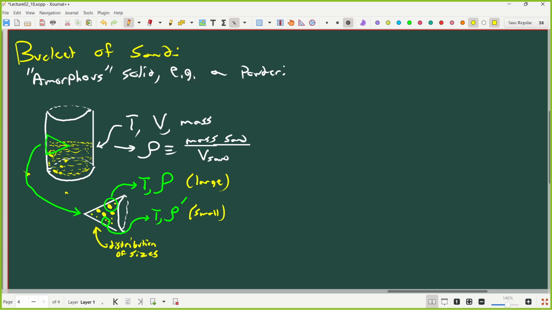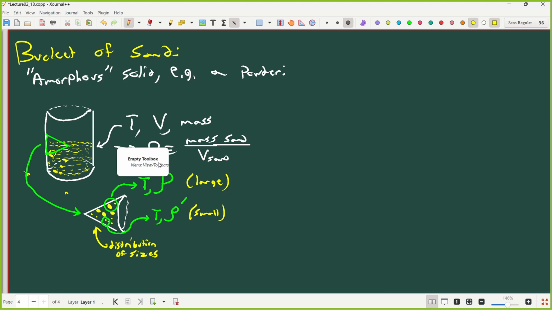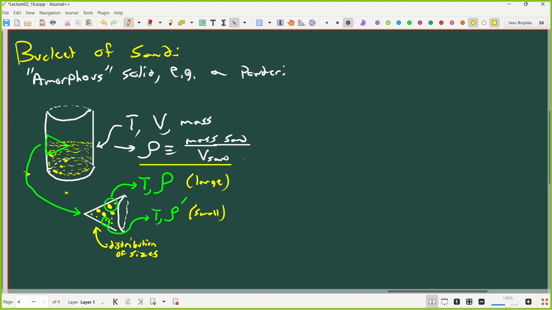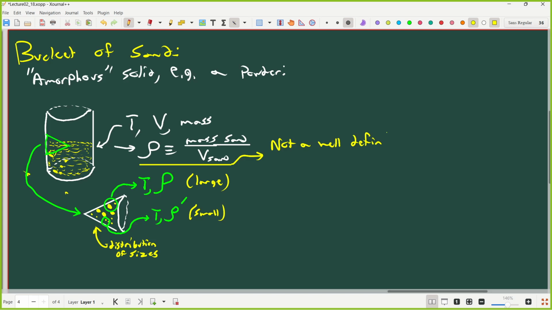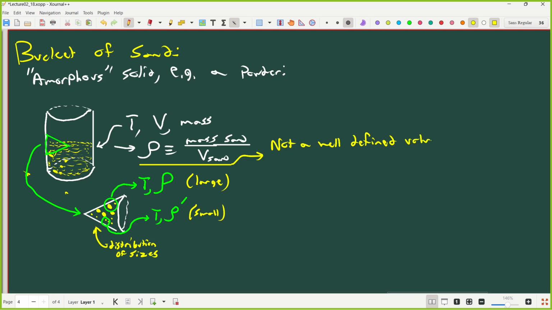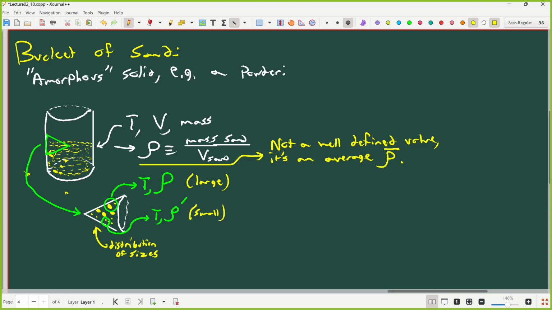So in fact, what you're measuring in the original sand pail, this density here, is not a well-defined density. It doesn't have a singular value, but rather it's an average. And so there's going to be a distribution. There's going to be some particles that are larger, some particles that are smaller. And on average, they average out to some average density.